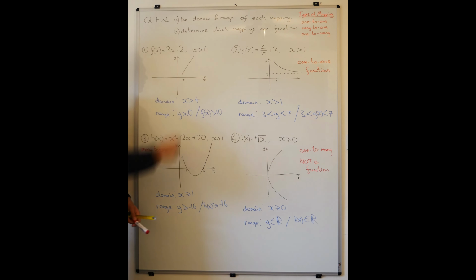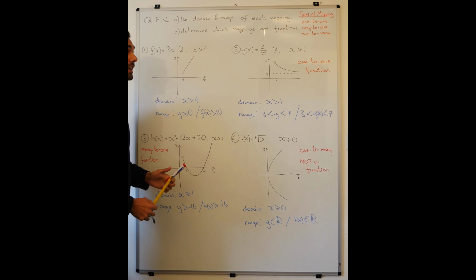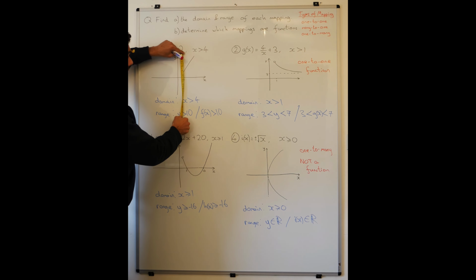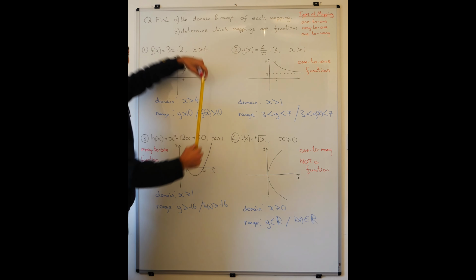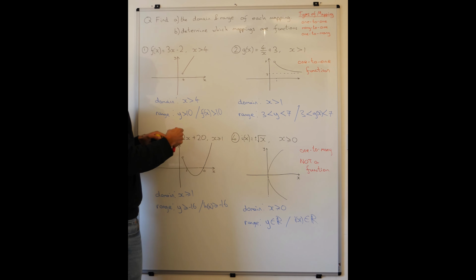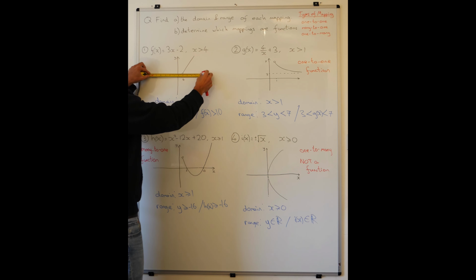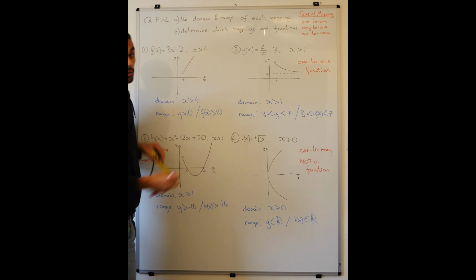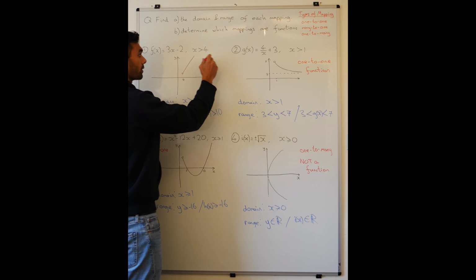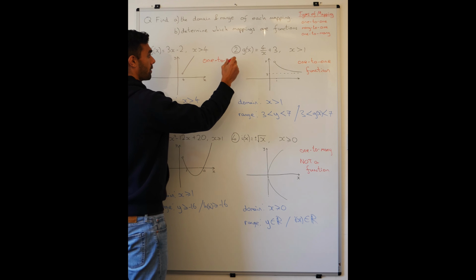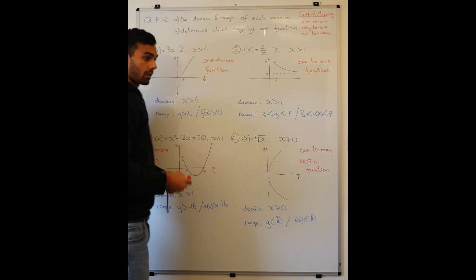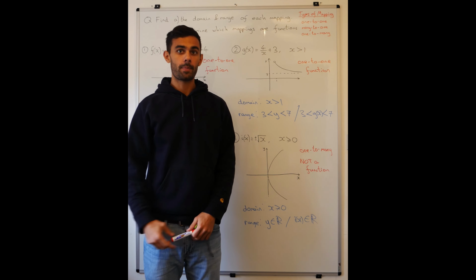All right, and finally, our last one, it's probably the easiest. Is it one-to-many? Let's have a quick look. Vertical ruler going across. Only ever crosses the curve once. It's not one-to-many. Is it many-to-one? Only ever crosses once. No, it's not many-to-one. This is also a one-to-one function. And that's how you can determine the type of mapping and if it's a function or not.